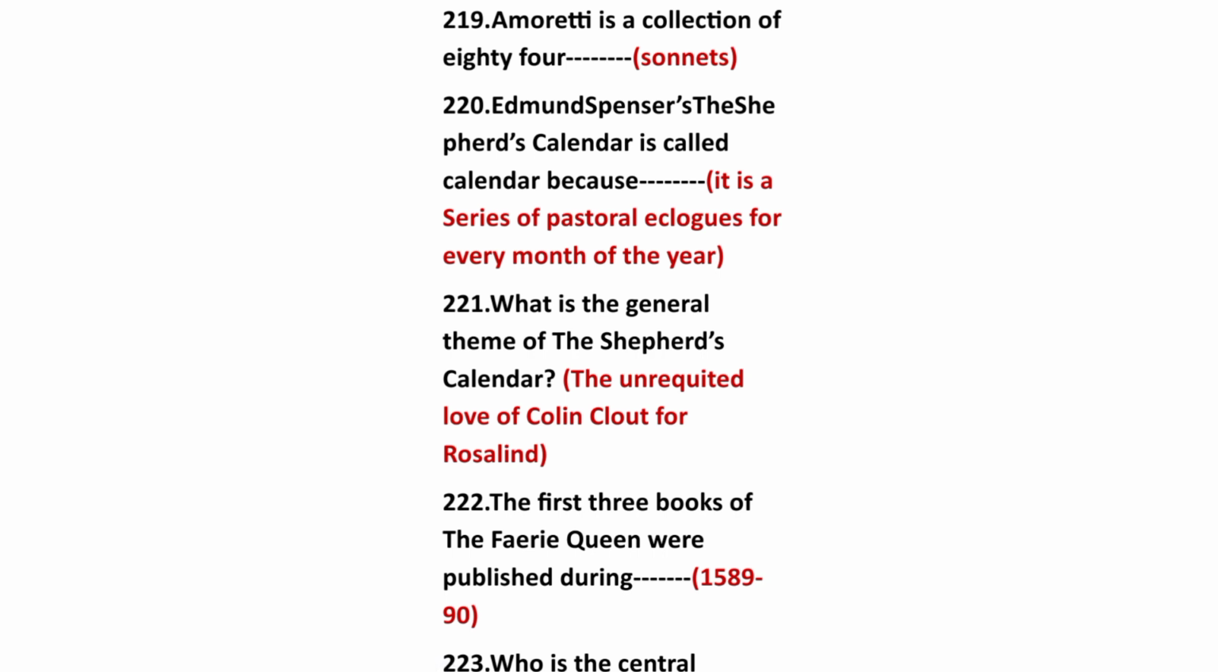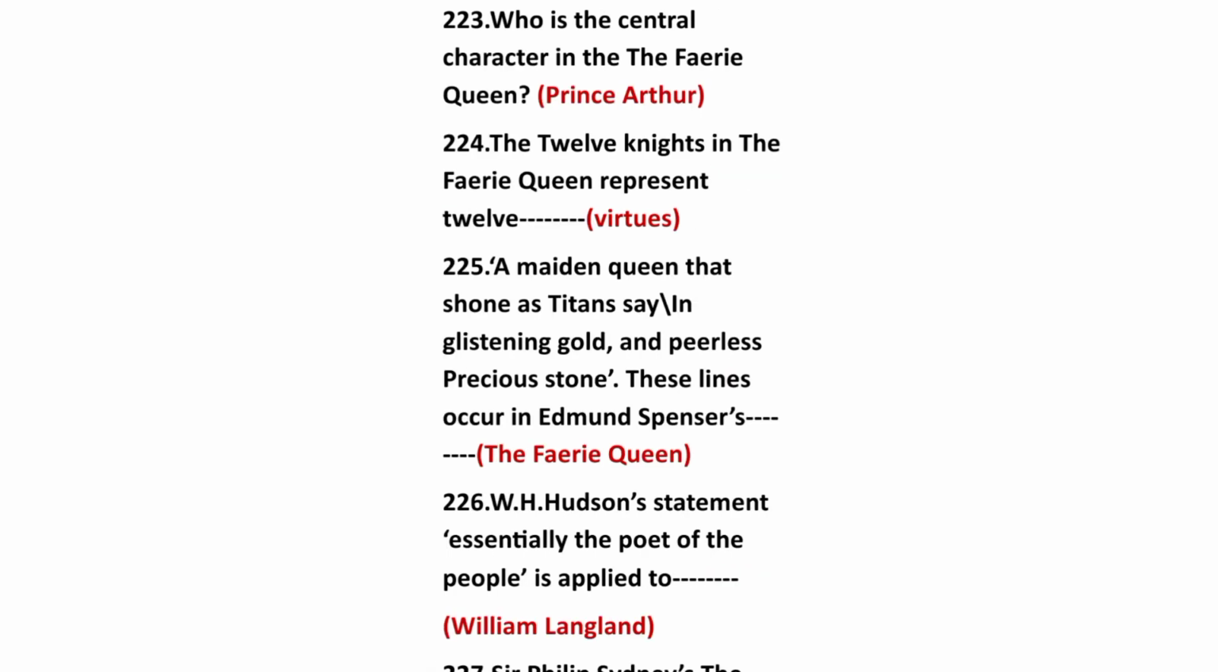What's the general theme of The Shepherd's Calendar? The unrequited love of Colin Clout for Rosalind. The first three books of The Faerie Queene were published during 1589 to 90. Who is the central character in The Faerie Queene? Prince Arthur. The 12 knights in The Faerie Queene represent 12 virtues. "A maiden queen that shone as Titan's ray, in glistening gold and peerless precious stone." These lines occur in Edmund Spenser's The Faerie Queene.